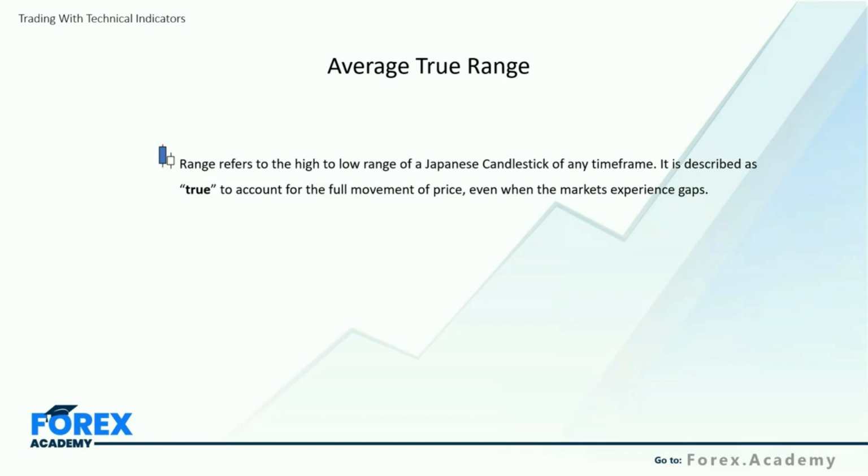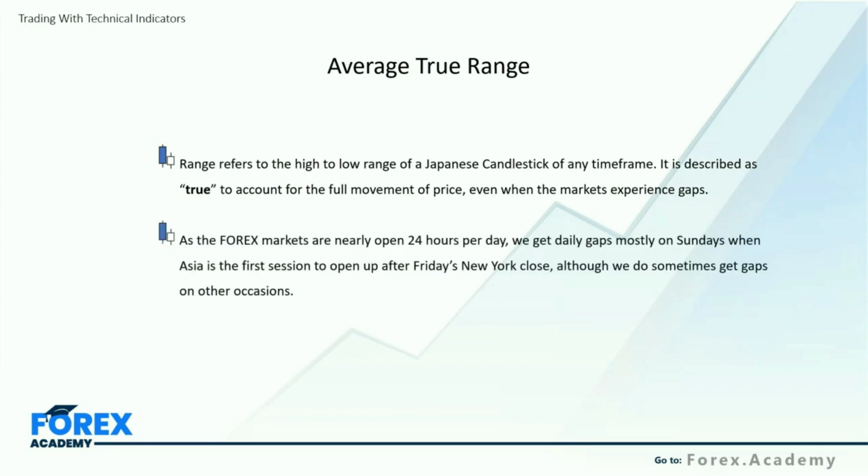When discussing average true range, we refer to the high to low range of the Japanese candlestick of any time frame whatsoever. It is described as true to account for the full movement of price, even when the market experiences gaps, and the markets can often gap. Now, this mostly occurs in assets like Forex. We do know that they trade nearly 24 hours per day, but we get daily gaps mostly on Sundays when the Asia market is the first session to open after Friday's New York close. Although we can often see them in many different assets where we see price shocks to the market as well.